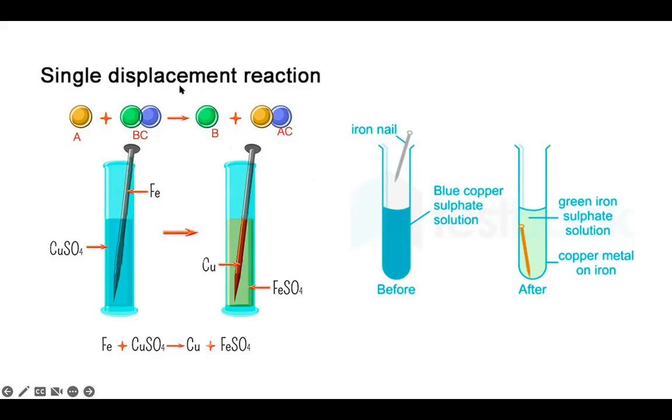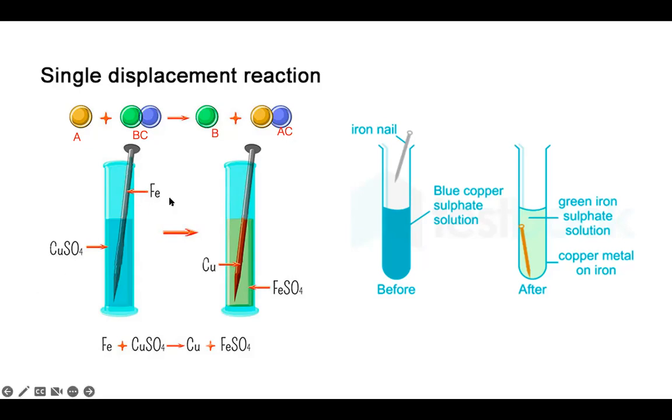Nothing new, no new elements are there, only existing elements. It will displace only one component. Then we call it single displacement. For example, the copper sulfate and iron nail reaction. When you put a nail into copper sulfate, what will happen?